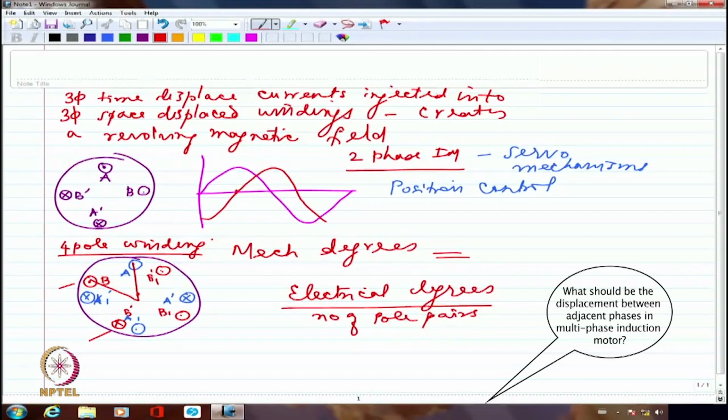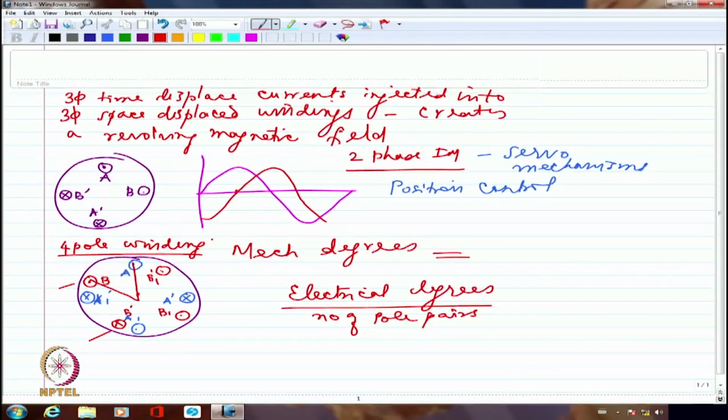See, it would have cancelled out each other. That's the only reason why in 2-phase it is always 90 degrees. That is the only exception. If I look at 3-phase, it is 360 divided by 3. If it is 4-phase, it is 360 divided by 4. 2-phase is the only exception.